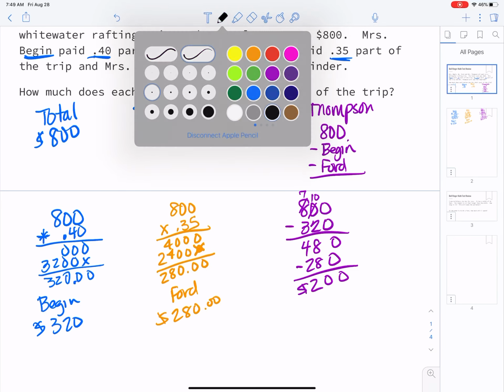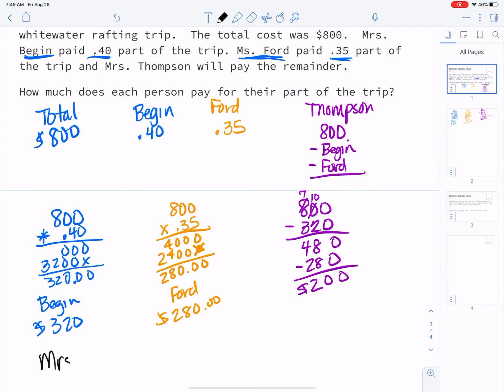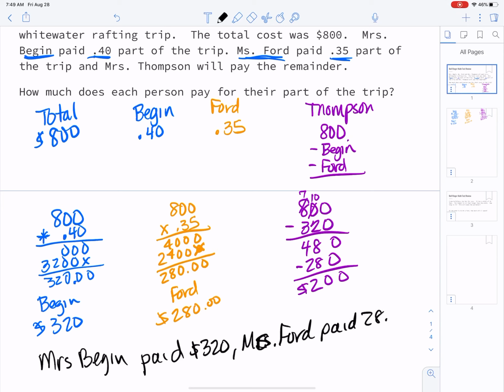We do need words. Miss Began paid $320. Miss Ford paid $280. Miss Thompson paid $200.